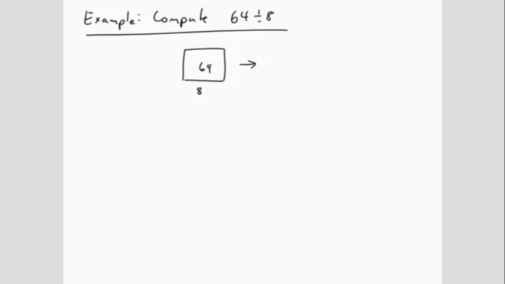Example, compute 64 divided by 8. Once again, we have 64 boxes lined up so we have 8 in each row. How many groups would we need in order for this picture to be correct? 8 of them, because 8 times 8 is 64. So 64 divided by 8 equals 8.